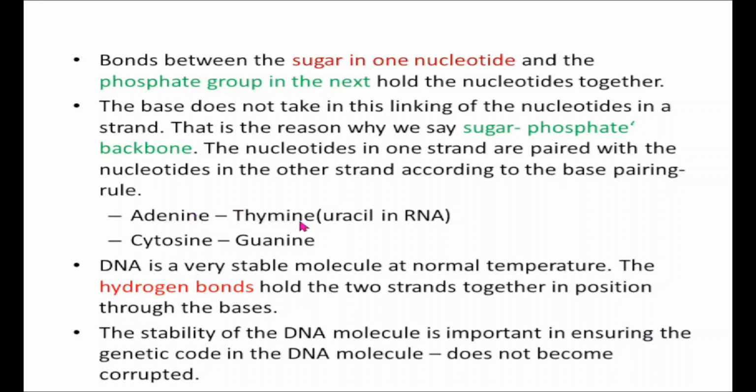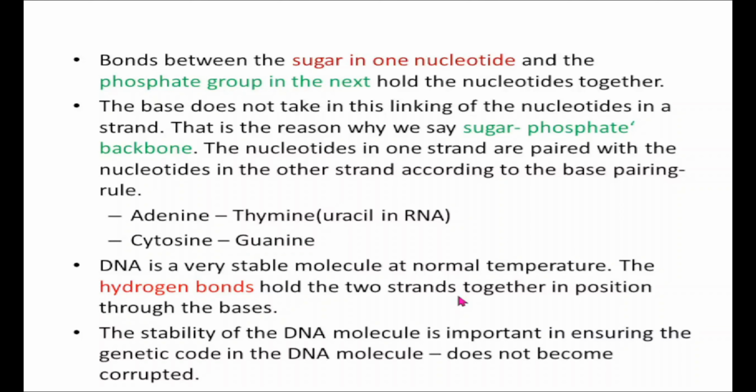Adenine always pairs with thymine. If it is RNA, it will be uracil. Cytosine always pairs with guanine. DNA is a very stable molecule at normal temperature. The hydrogen bonds hold the 2 strands together in position through the bases. That is how the DNA is stable. The hydrogen bonds between the two strands make the DNA more stable compared with the RNA.